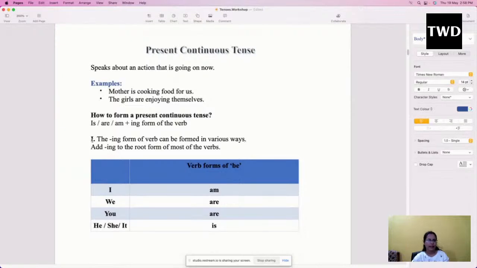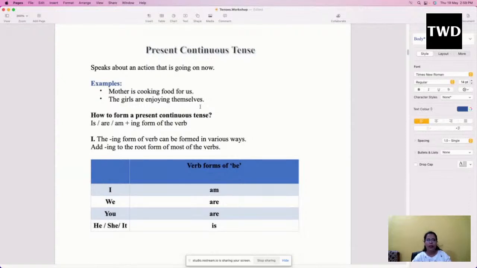Yes. So, for example, mother is cooking food for us. The girls are enjoying themselves. Here, two things are there: we will be using helping verbs under present tense, the helping verbs which help us to show that the action is going on right now. Those kinds of helping verbs we will be using, and they are is, am, are. And the main verb will be coming with ing. So can you see here, mother is cooking food for us, so now she is cooking food. The girls are enjoying themselves.